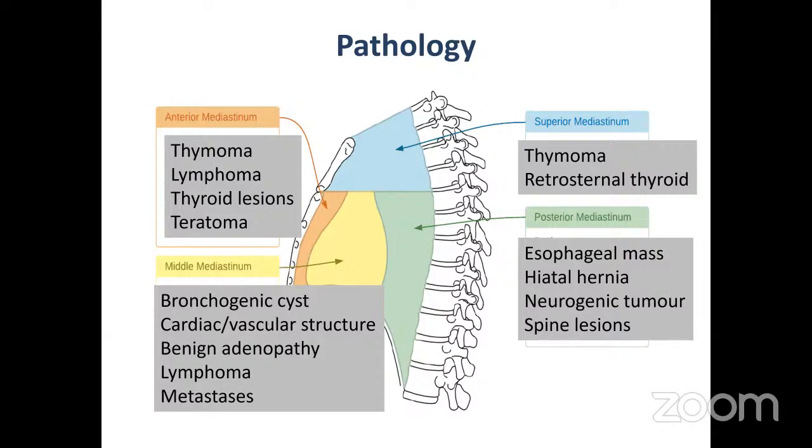For the middle mediastinum, it is more of a cardiovascular surgery. It could even be a bronchogenic cyst also. Lymphomas are usually not posted for surgical procedures except biopsy. Sometimes these patients may be posted for mediastinoscopy and biopsies. Otherwise, they are usually managed with medical management. For the posterior mediastinum, usually esophageal masses or hiatal hernia are the common surgeries.